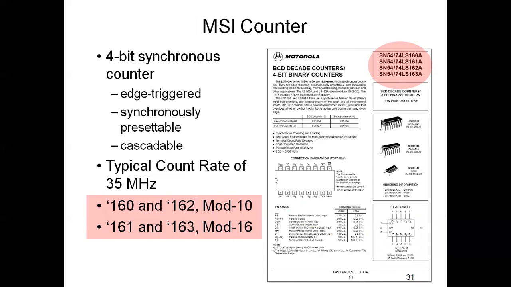Next, MSI counter, 4-bit synchronous counter, edge triggered, synchronously presettable, cascadable, with a typical count rate of 35 MHz. 160 and 162 are mode 10, 161 and 163 are mode 16. Here we can see the diagram in which the logic symbol is there, the pin diagram is there, and the 4-bit counter pin diagram for this counter.